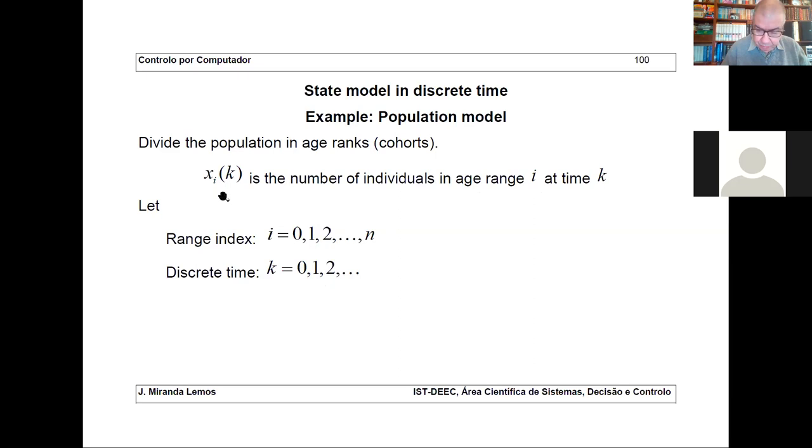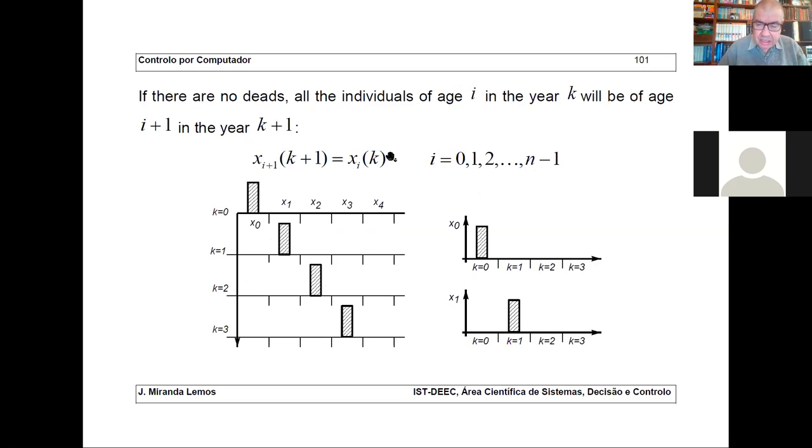It's very simple, because suppose that there are no deaths. This means that all the washing machines in 1 year pass to the next year. They are not sent to garbage, they pass to the next year. So when 1 year passes, machines with i years now became, at the next year, k plus 1, older by 1 year. So they passed to the level i plus 1. So you can write this equation here. x_{i+1} at time k plus 1 is x_i at time k, okay? And you can write i equal to 0, 1, 2, up to N minus 1. Because when i is N minus 1, you have x_N, okay?